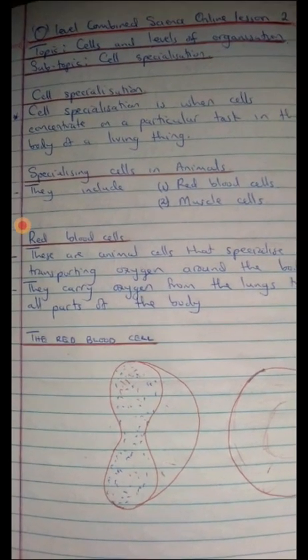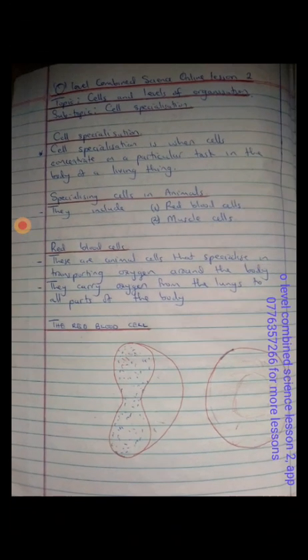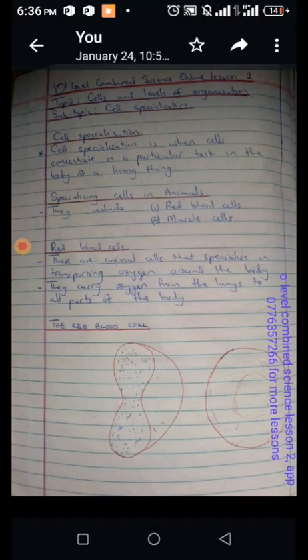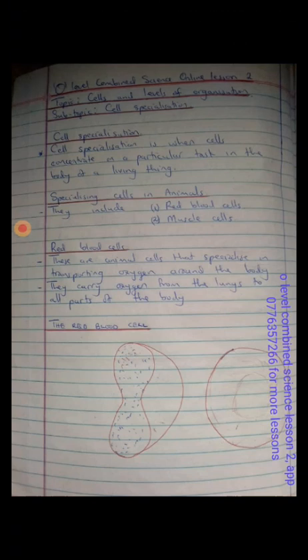So following our combined science syllabus, we have got two specializing cells in animals that we should concentrate on, which are red blood cells and muscle cells. I repeat, red blood cells and muscle cells. We are going to start by looking at what we call red blood cells.